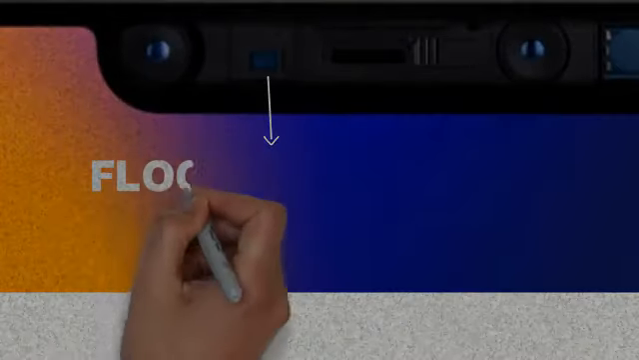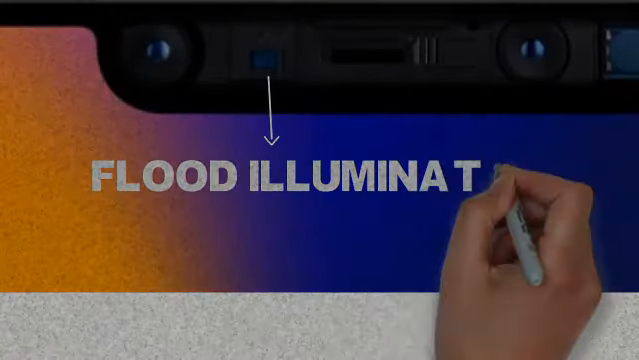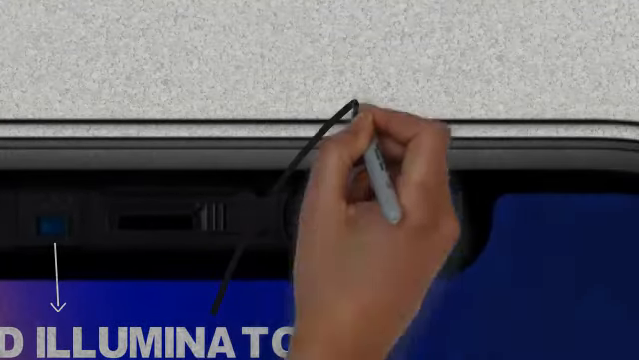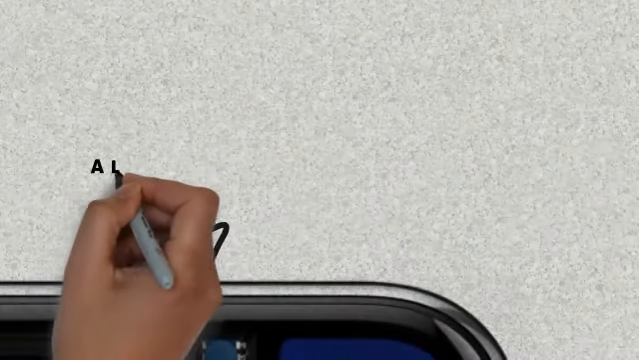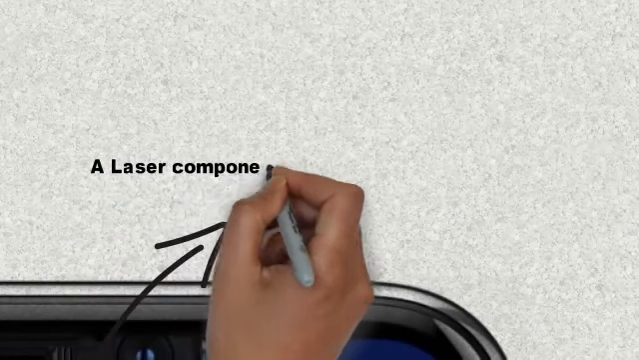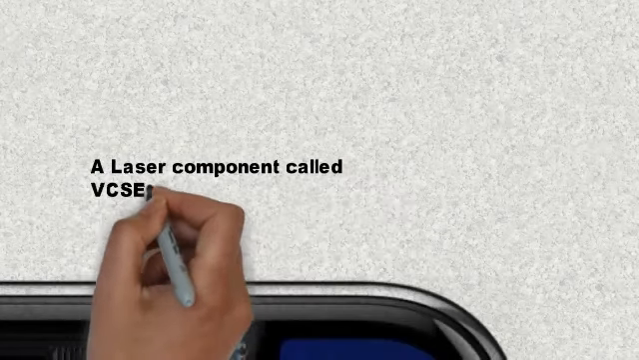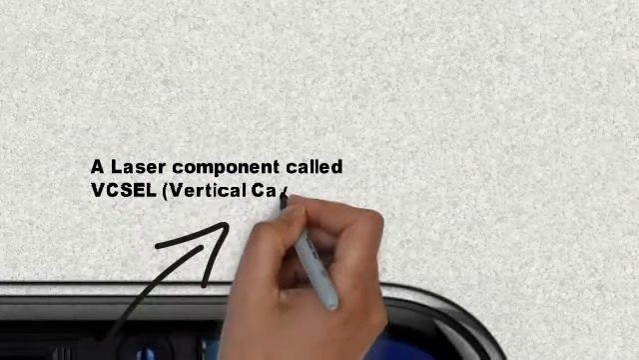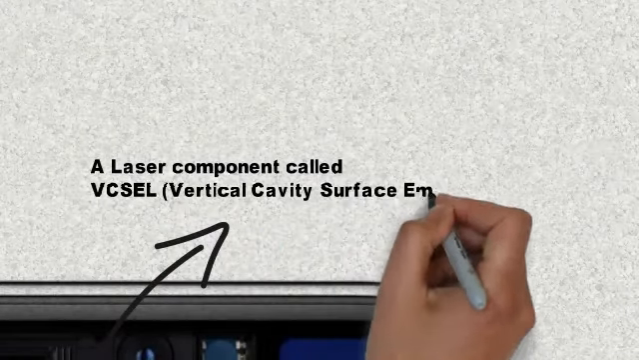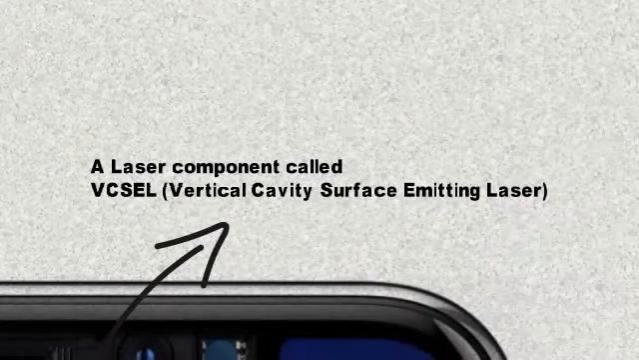Moving towards the second component of the Face ID system, the flood illuminator. And what is a flood illuminator? Actually, as the name suggests, it illuminates, not floods. It is a laser component. It illuminates with a laser which detects the face. It is a VCSEL, a vertical cavity surface emitting laser system.